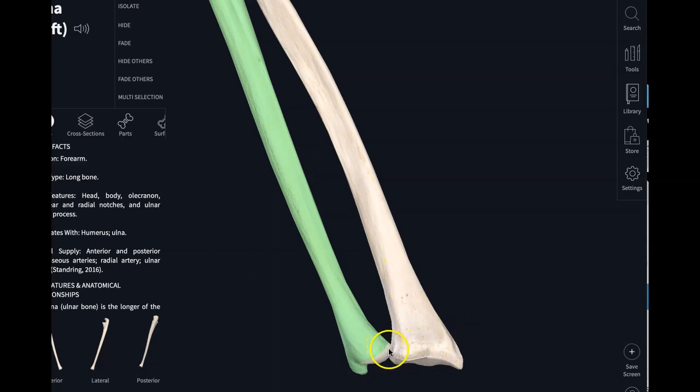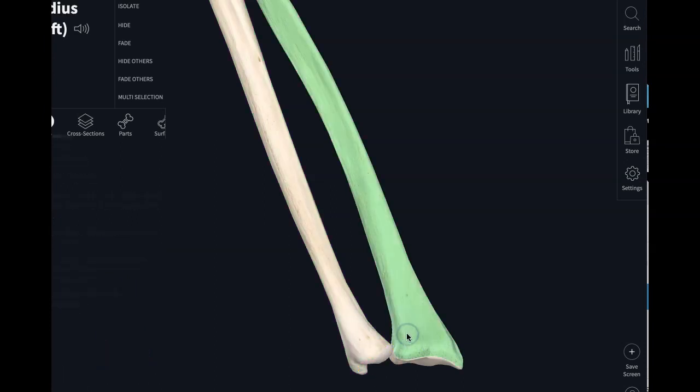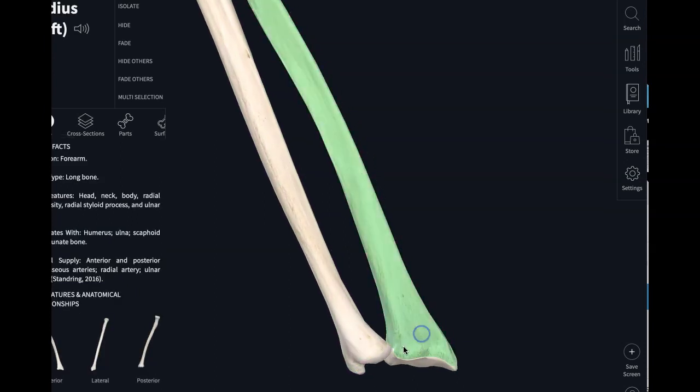So the other thing you're going to need to know, here's the head of our ulna, and it's articulating here with the radius. So there's 2 points of articulation of the radius and the ulna. The distal articulation and the proximal articulation. Now in this distal articulation, the head of the ulna is articulating with the radius at the ulnar notch of the radius.